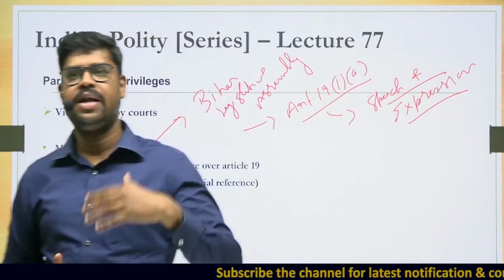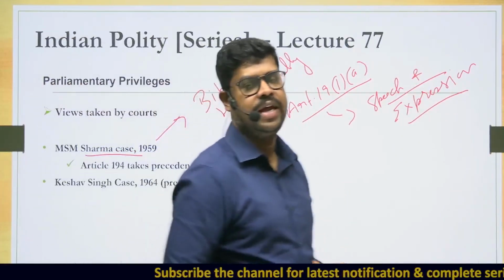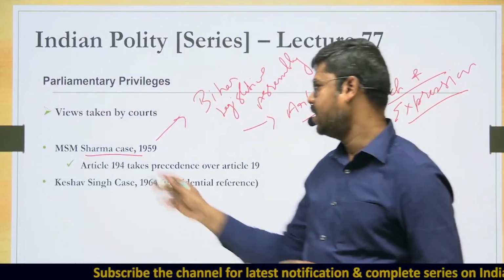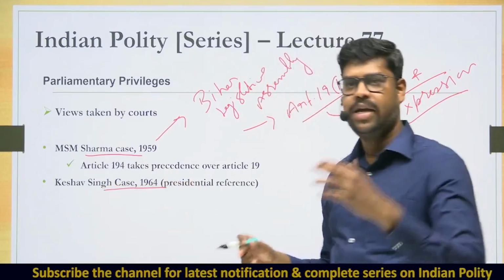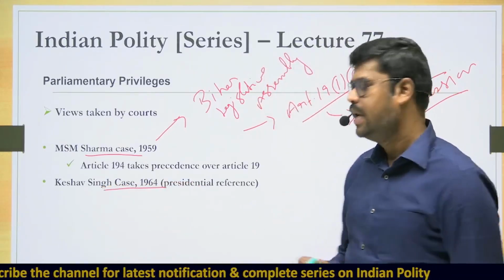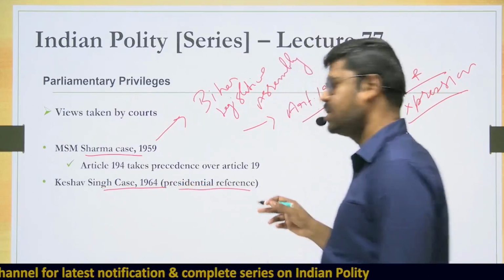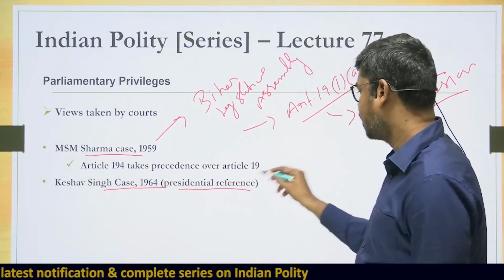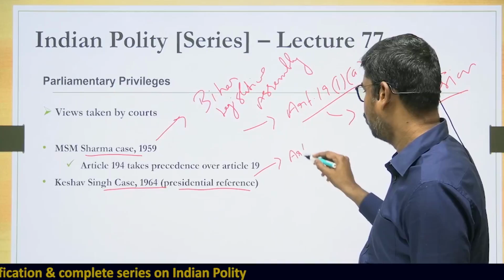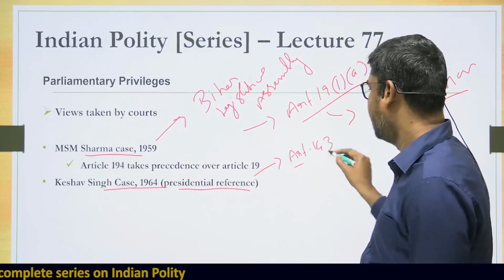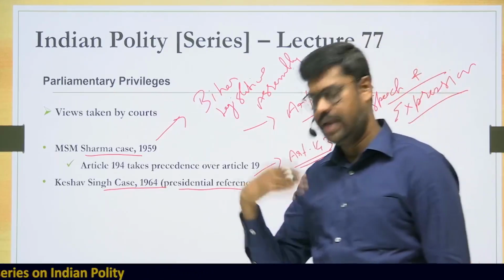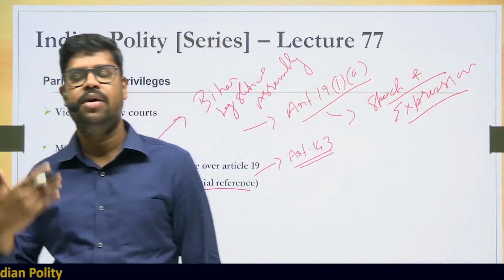Now then came an interesting case, what is called the Keshav Singh case. Unlike the MSM Sharma case, which was a direct case filed in the Supreme Court, the Keshav Singh case was a case referred to the Supreme Court by the President under Article 143 of the Constitution. Don't worry about this Article 143. I'll deal with this in detail when I take up the powers of the judiciary.